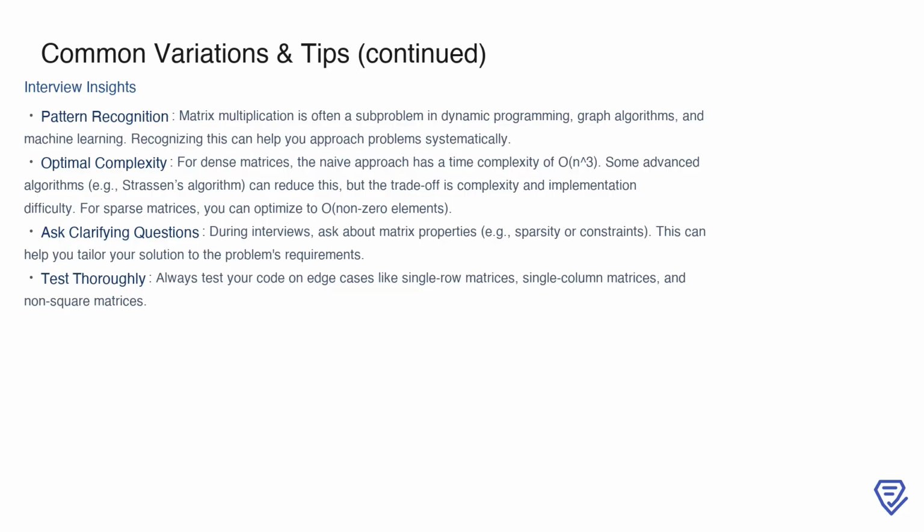During interviews, it's important to ask clarifying questions about the properties of the matrices. For example, are the matrices guaranteed to be sparse? Are there specific constraints you need to account for? This information can help you tailor your solution and focus on the most effective approach. Lastly, thorough testing is critical. Make sure to test your code against edge cases, such as matrices with only one row, one column, or non-square dimensions, to ensure your solution is robust and handles all scenarios correctly.